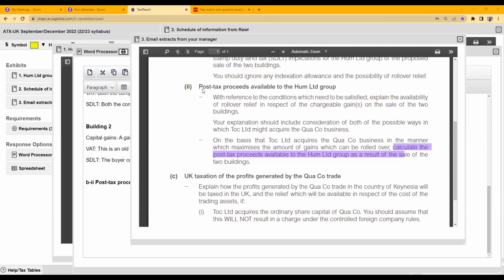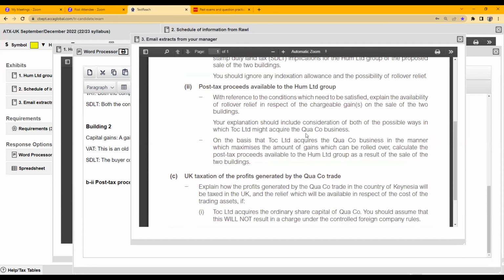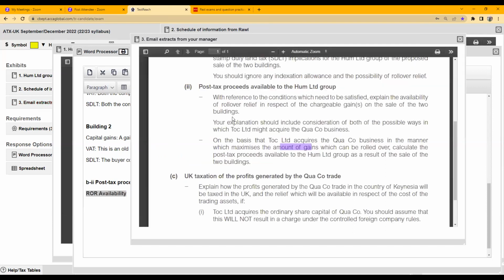I would be answering part B2 in 3 different steps. Number 1, availability of ROR. Number 2, Quaco acquisition. Number 3, the amount of the rollover relief and the post-tax proceeds. So while answering, I'm going to divide this part of the answer into 3 subparts. Number 1, ROR availability. Here we need to elaborate the prerequisites for claiming ROR, because it's mentioned here: with reference to the conditions which need to be satisfied, explain the availability of ROR. It means you are required to write when we can claim ROR.